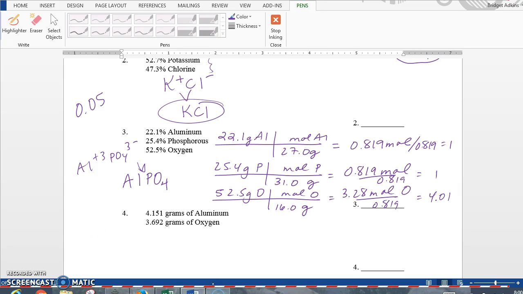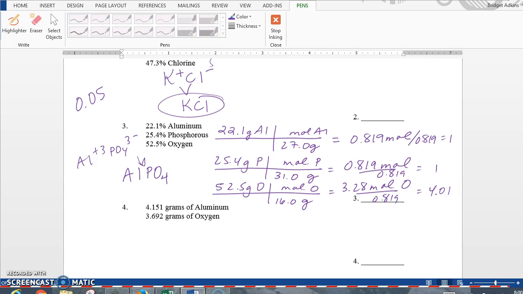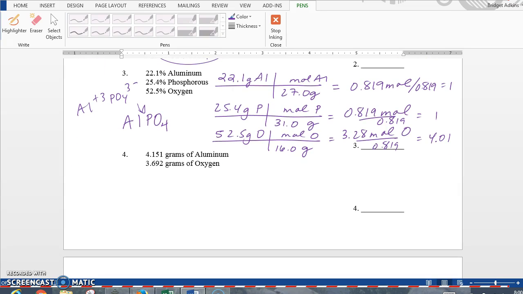So we're going to see that with this one, with aluminum and oxygen. Now, they start you out with grams, and sometimes students will get the total mass and put the mass of aluminum over the total times 100. You don't have to do that, guys. They're telling you that in a lab, they recovered this much aluminum and this much oxygen. So the first step's done for you. You don't have to do percent. So we'll start with our 4.151 grams of aluminum, and on the bottom we'll have our 3.692 grams of oxygen.